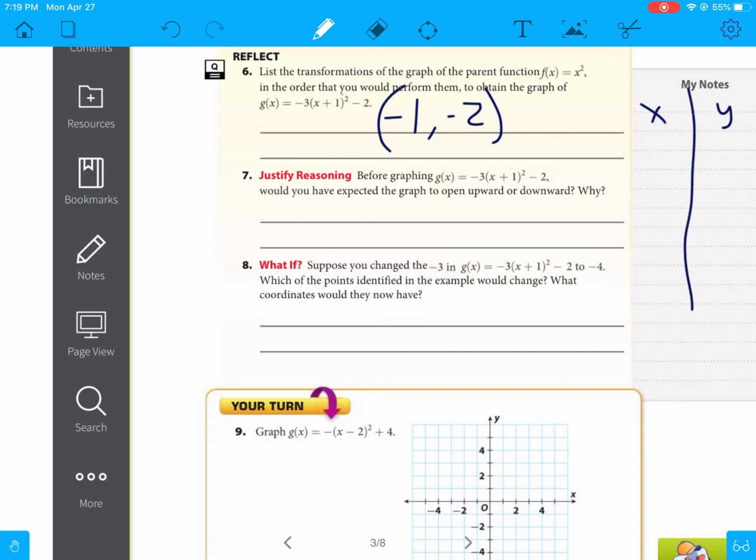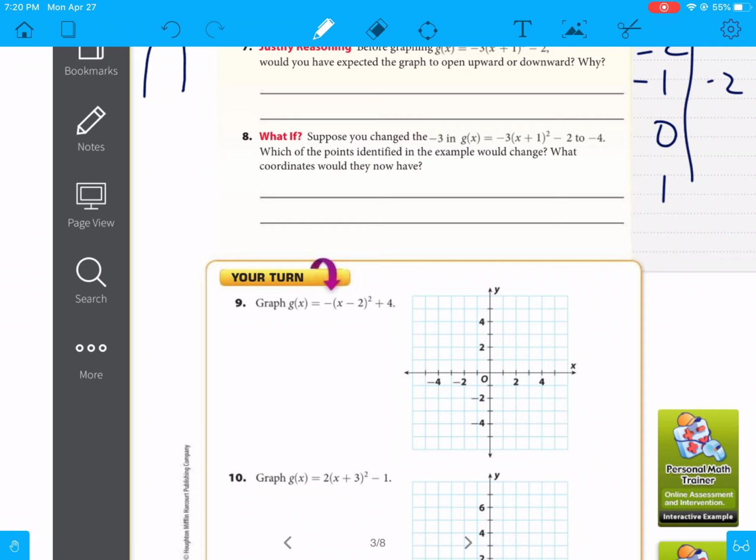Then your next point, so you have a -1, -2. So the next is going to be find a couple before and a couple after. So I would do like -2, -3, 0, and 1. Then you have to find your next x, y coordinates and then graph it. And just by looking at that -3, it's going to be a little narrower than the parent function, and it's going to open going down since that's negative. If that was positive, it would open going up.